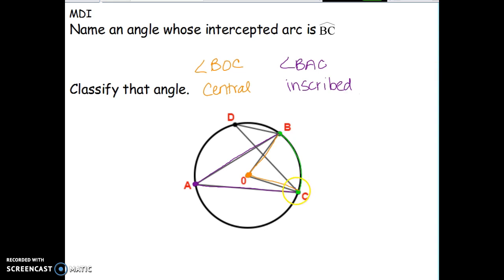And we also see that C and B intersect at D. So we can say that BDC is also an angle that intercepts this arc. And again, because D is on the circle, that means that this is an inscribed angle.